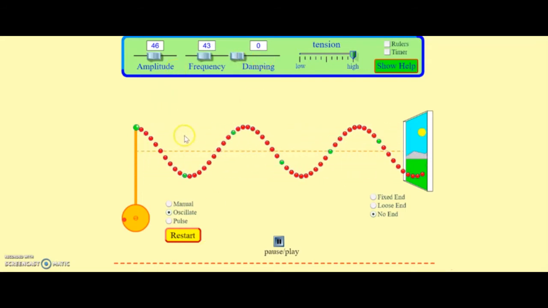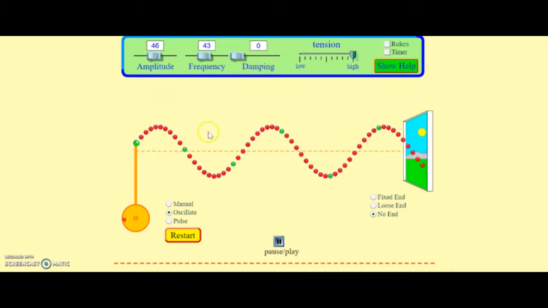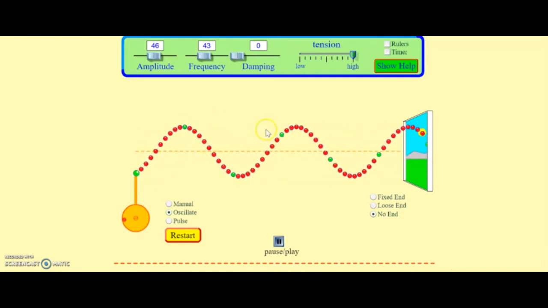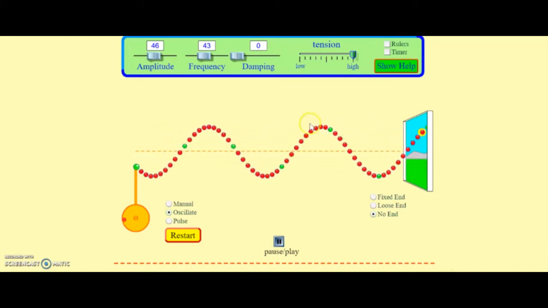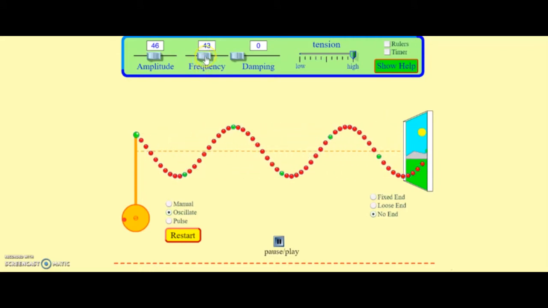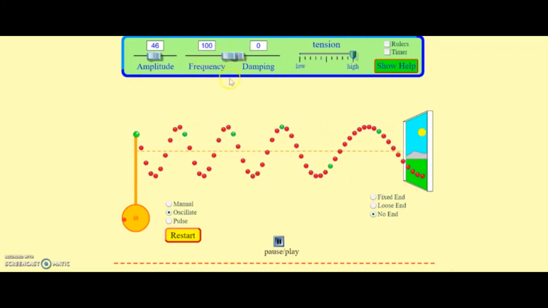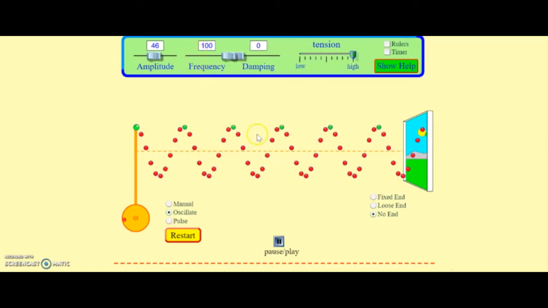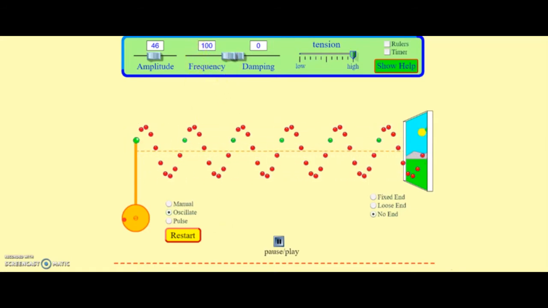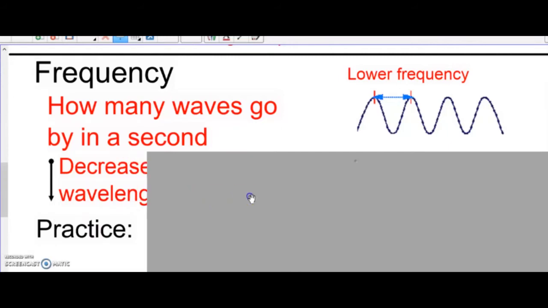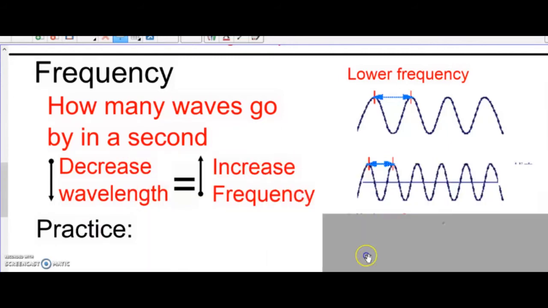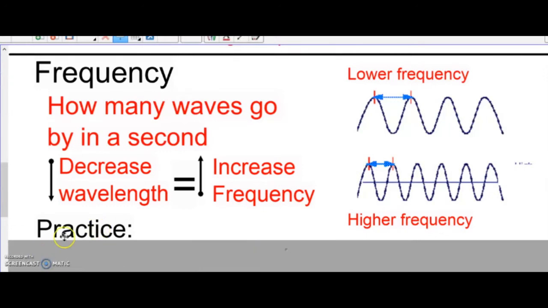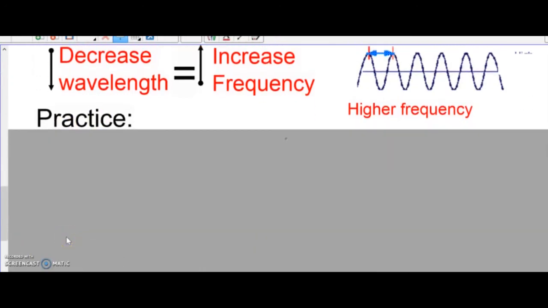In our simulator, the wavelength is from crest top to crest top. So there's the wavelength. If we decrease the wavelength, that means we've increased the frequency. So what that looks like in the notes is, as you decrease wavelength, you're increasing frequency. So we're going to practice this.